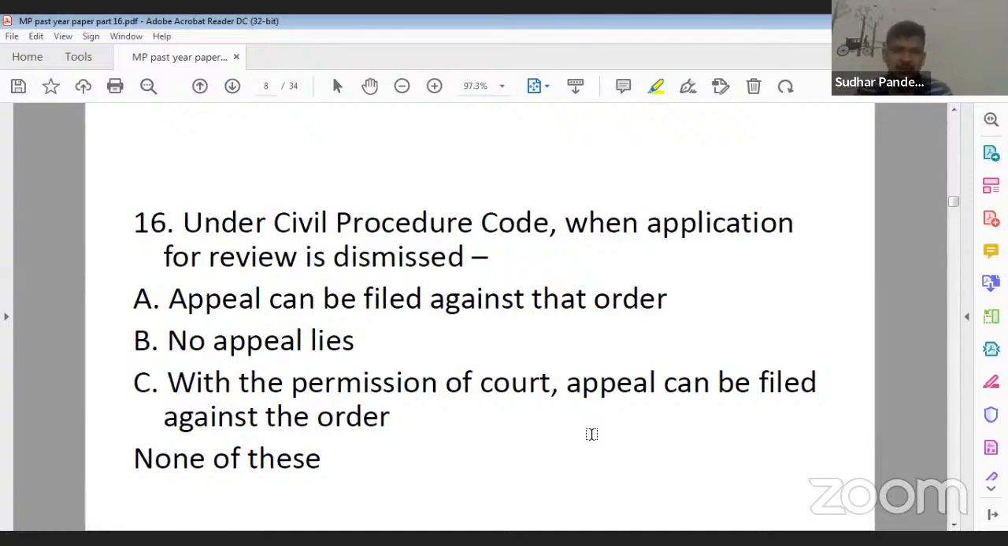Under CPC, when application for review is dismissed, option A, appeal can be filed against that order. Option B, no appeal lies. Option C, with the permission of court, appeal can be filed against the order. And D, all of these. So, under CPC, when the application for review is dismissed, which of the following remedy is available? Right. Sir, please explain question number 15, Ankita Gupta ji.